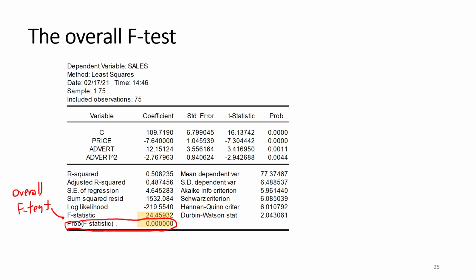Okay, so the probability at 95%, if it's greater than 0.05, this model is bad, and if it's less than 0.05, your model has passed the first step.